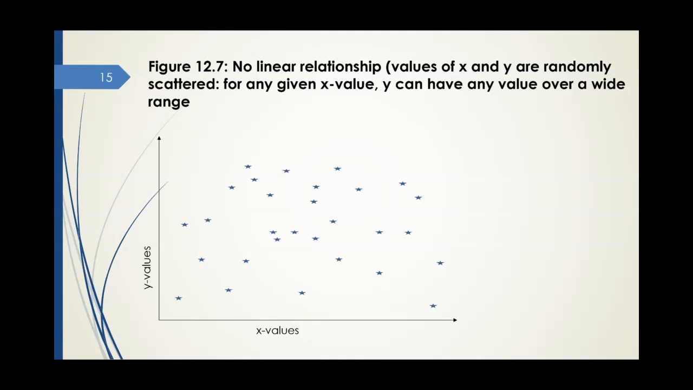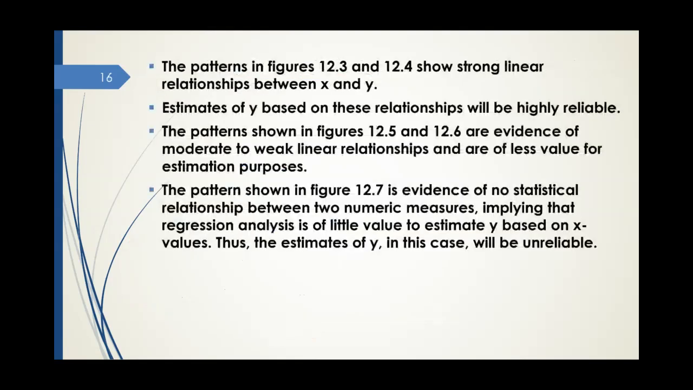Here you can see there is no linear relationship, because what's happening with your data points? Somebody tell me. They're all over the place. Can you see? We cannot use the X values to predict the Y values, because these data points are all over the place. Okay. Right.